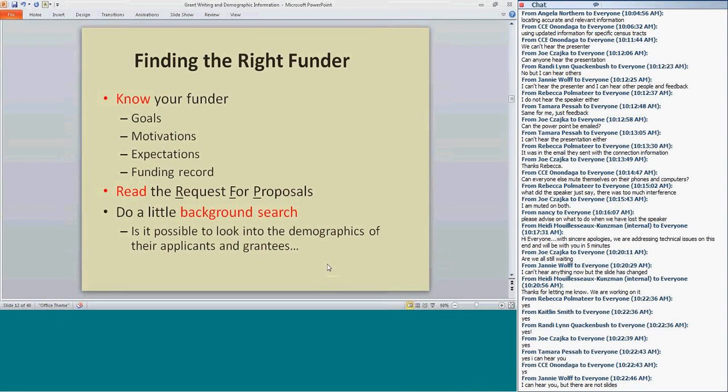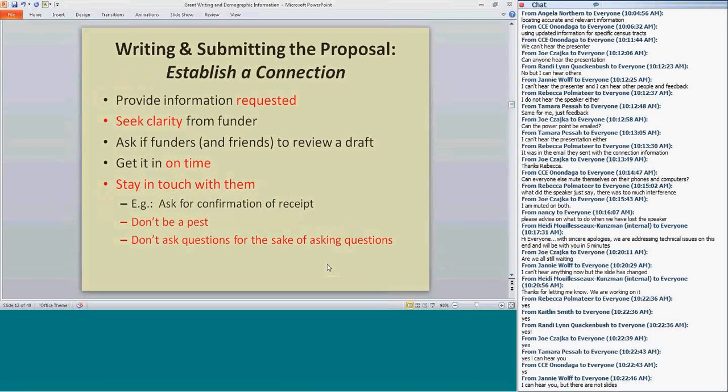And then do a little background search. What I think is interesting is sometimes in the information that they share, they provide some actual demographics about their applicants and grantees, and it's worth looking into that to see how do I compare in that context. It depends on the funder whether this information is provided, but it can help provide us with a better understanding of, am I really a good fit? Is my project really a good fit for this partner?